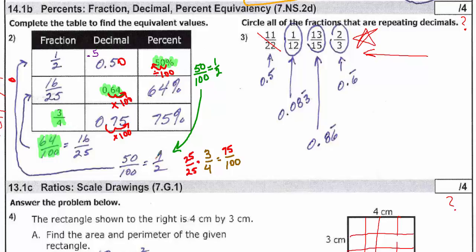On number 3, in this case, they asked us to circle the repeating decimals. These are the repeating decimals. You can see that while 11 over 22 does not repeat, 0.5, that one stops. 1/12, 0.083, and that 3 is going to repeat. 13/15, 0.86 with just the 6 repeating, and 2/3, 0.6 with the 6 repeating. So the key thing is right here. Remember, last week they asked us for terminating decimals, this week repeating. So you want to be sure you know what they're asking for.